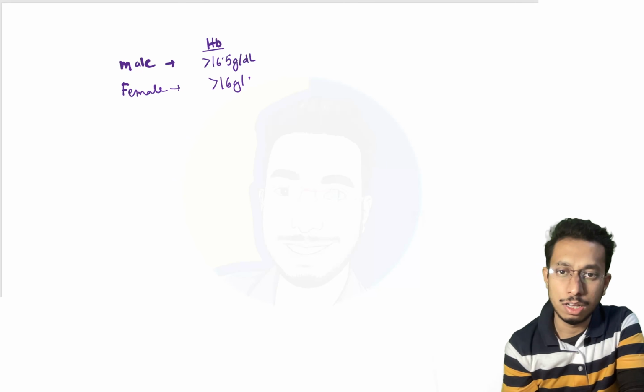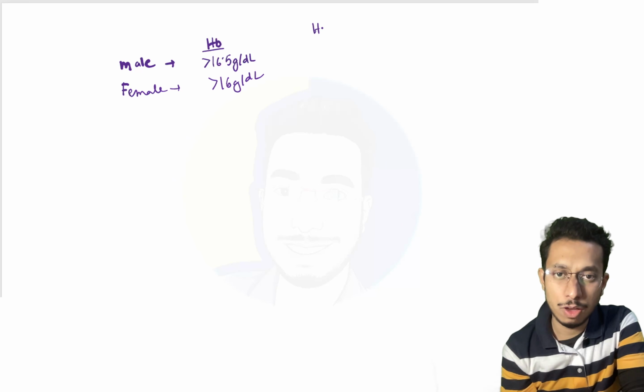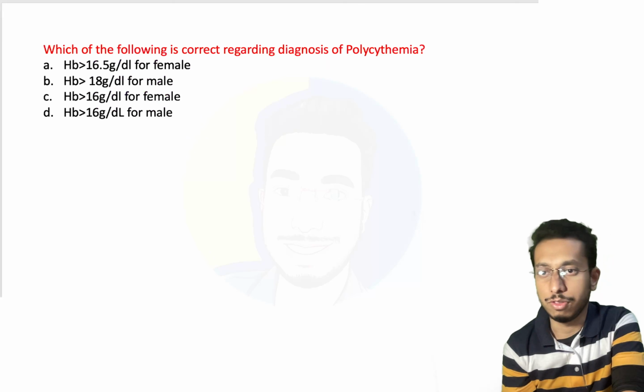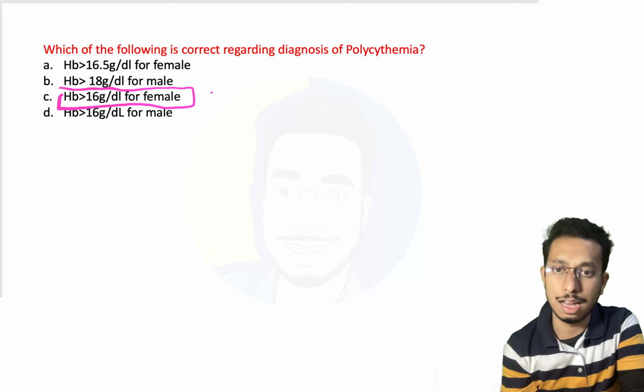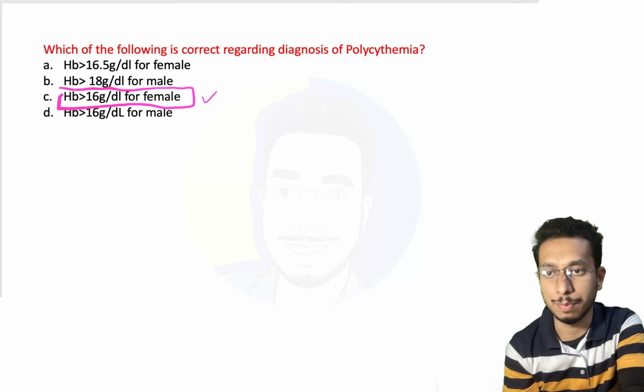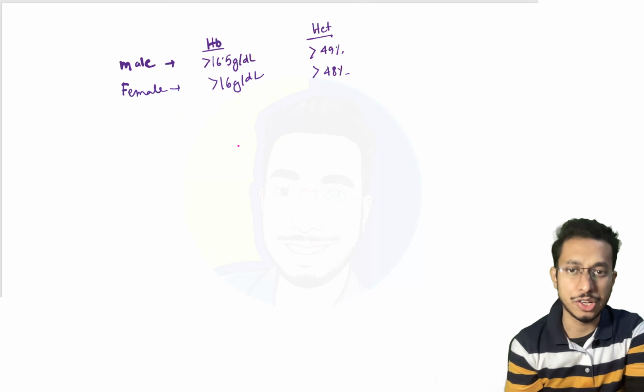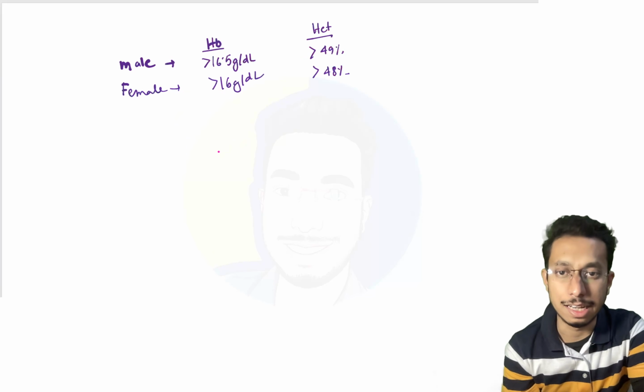Similar to hemoglobin, hematocrit value has also been set. For male it is more than 49% and for female it is more than 48%. Now you can see from this question clearly it is hemoglobin more than 16 gram per dl for female that is correct regarding the diagnosis of polycythemia. As you can see from the definition and the cutoff criteria, there is nothing clinical in it. Everything is based on the lab parameter value.